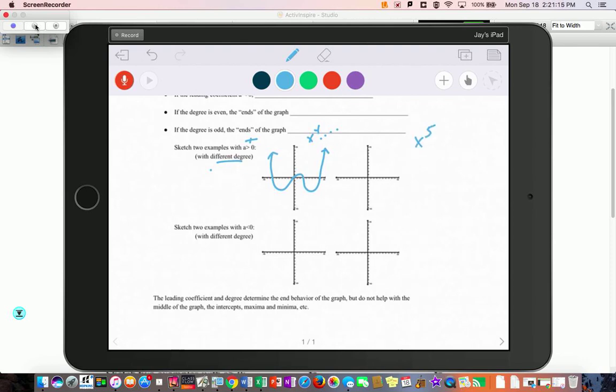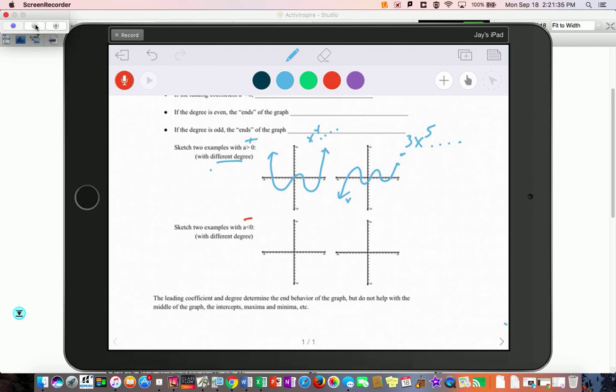I could also do an x to the fifth type graph. Maybe there's a positive 3 in front of it or something. But it's going to start down here and end up here. So I could go up and then crisscross over this. So it could be a crazy graph, but it goes down to the left, up to the right.